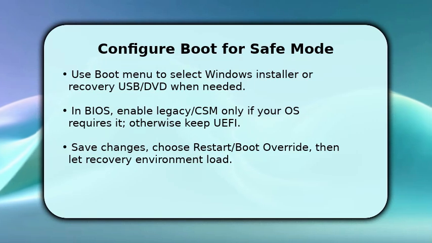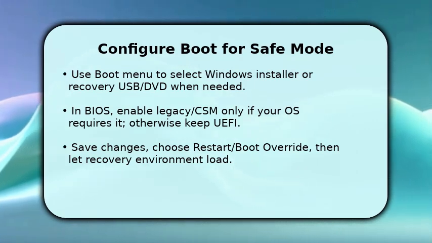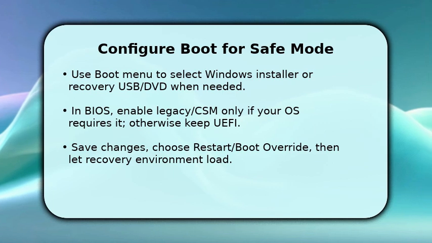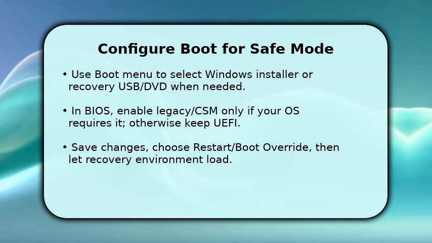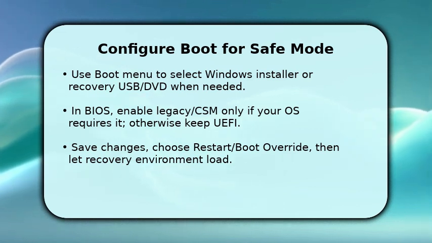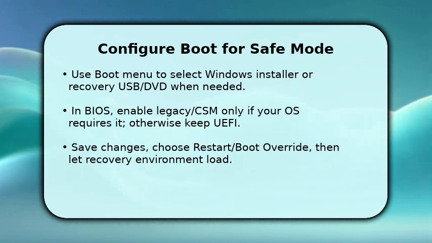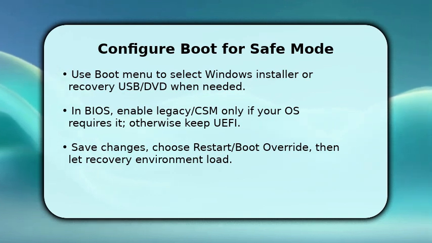Once done in BIOS, save and exit, but choose boot override or the recovery media you configured so the system boots into Windows recovery environment. From there, select Troubleshoot, Advanced Options, Startup Settings, then click Restart. You do this because you can't force safe mode directly from BIOS. The recovery environment bridges BIOS and OS-level options.